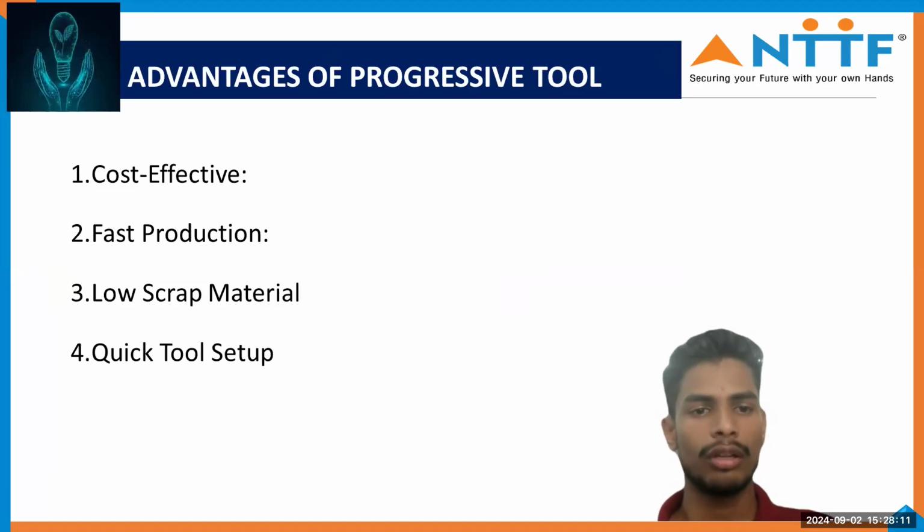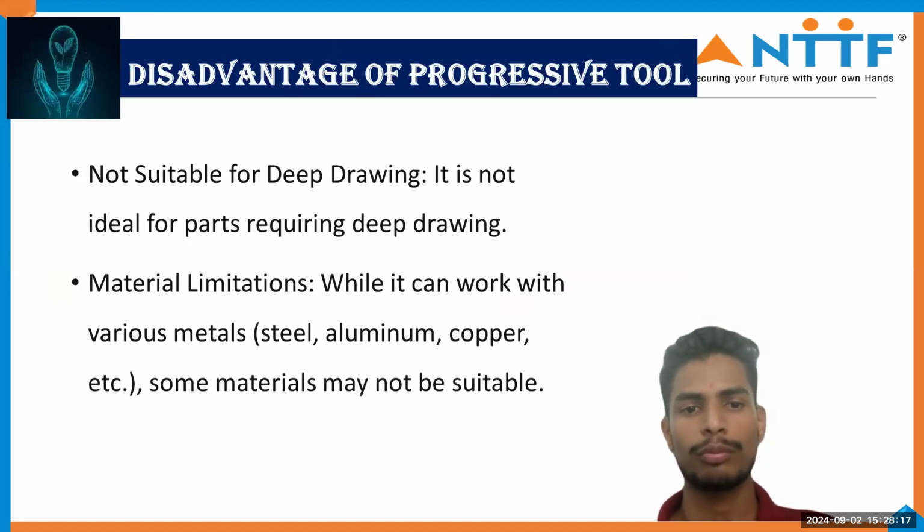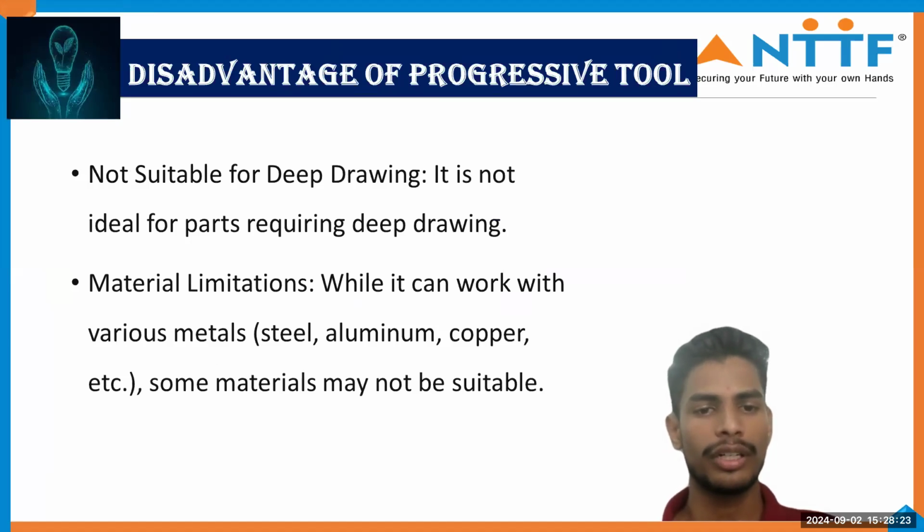Advantages of progressive tool: cost effective, fast production, low scrap material, quick tool setup. Disadvantages of progressive tool: not suitable for deep drawing. It is not ideal for parts requiring deep drawing. Material limitation: while it can work with various metals like steel, aluminum, copper, some materials may not be suitable.